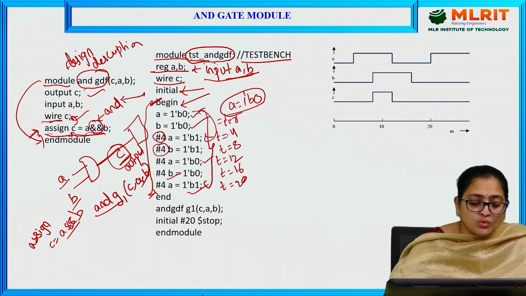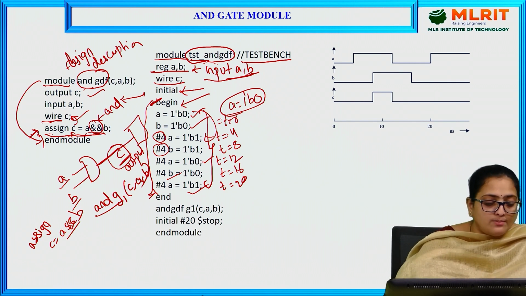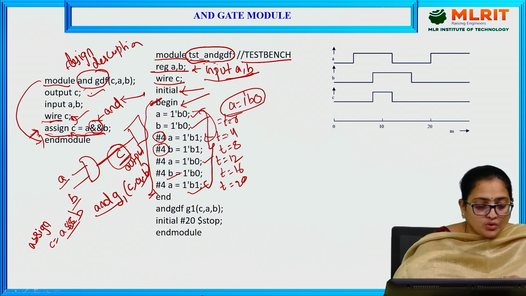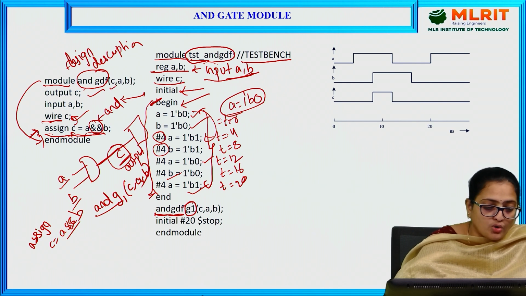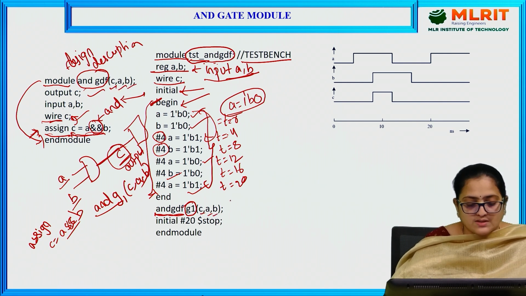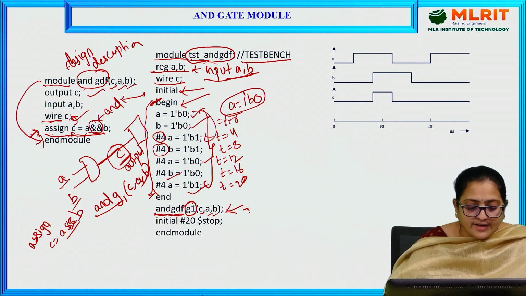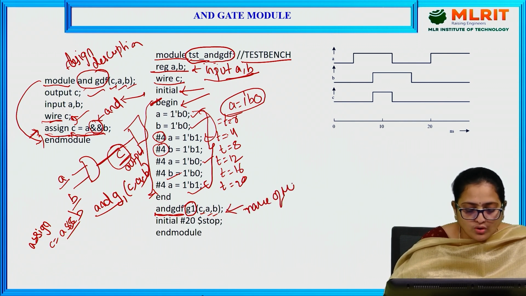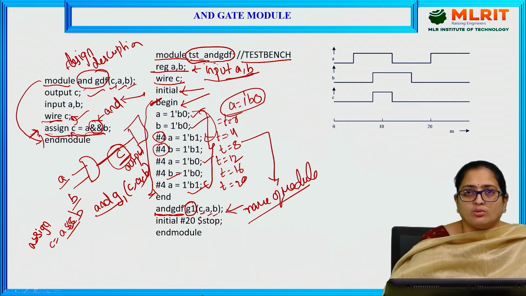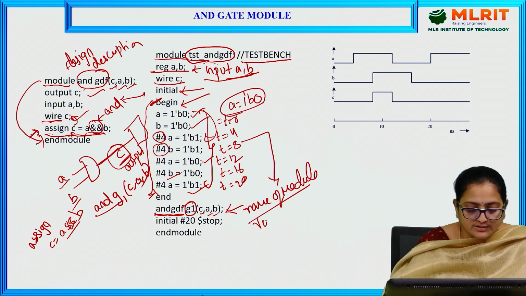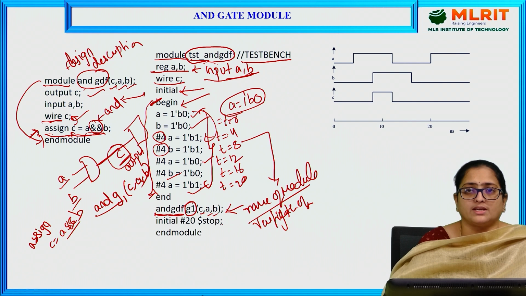Now, I want to apply these values to the module which I have written. So, you need to call the module here, AND GDF, and this AND gate is given the instance name G1, and here outputs are followed by the inputs, the same sequence I have been following, as C, A, B. This is the name of the module where you want to apply these values and verify the output for this particular module.